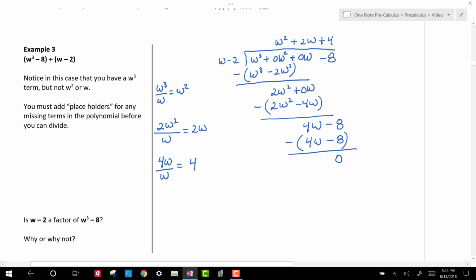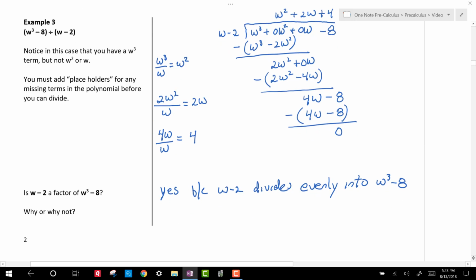So, is w minus 2 a factor of w cubed minus 8? Yes. Because w minus 2 divides evenly into w cubed minus 8. That's why it's a factor, because it divides evenly.